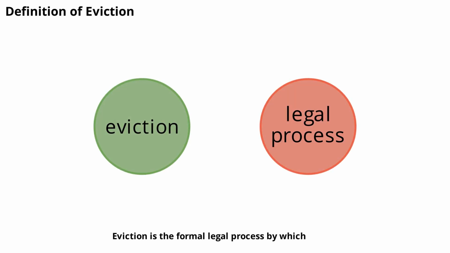Eviction is the formal legal process by which a landlord removes a tenant from their property. Unlike informal requests to vacate, eviction requires following specific laws and procedures. It's designed to protect both the landlord's property rights and the tenant's rights to due process. Eviction typically occurs when a tenant breaches the lease agreement, such as by failing to pay rent, causing property damage, or engaging in illegal activities on the premises. Understanding the definition of eviction is crucial for both landlords and tenants, as it sets the stage for the steps that follow in the process.